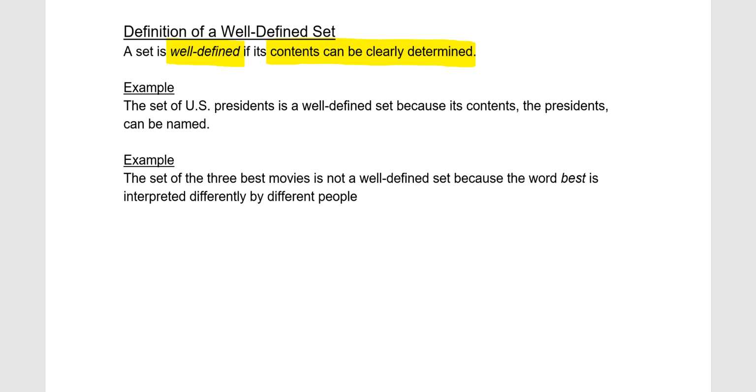An example of a set that's not well-defined would be the set of the 3 best movies, because the word best is going to be interpreted differently by different people. So kind of like a hint, something that is not a well-defined set would be something that is similar to an opinion.